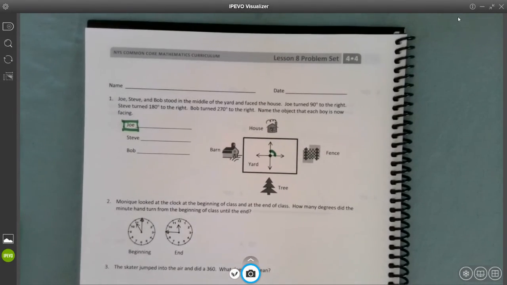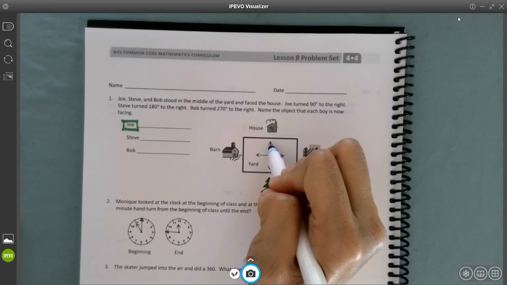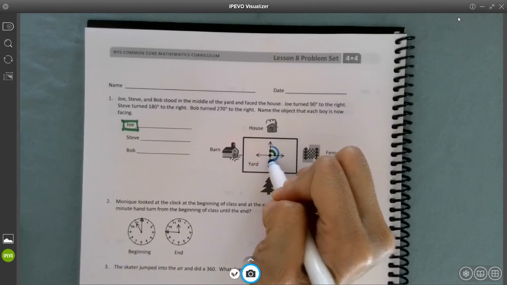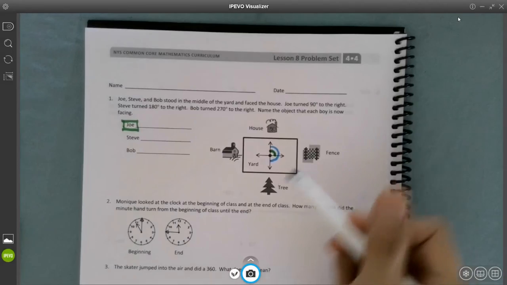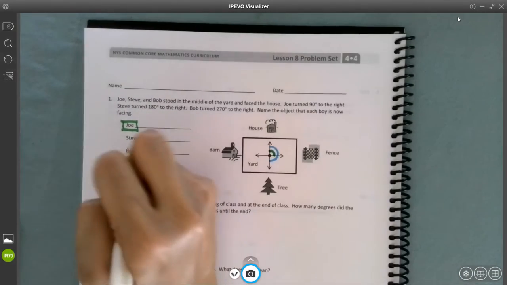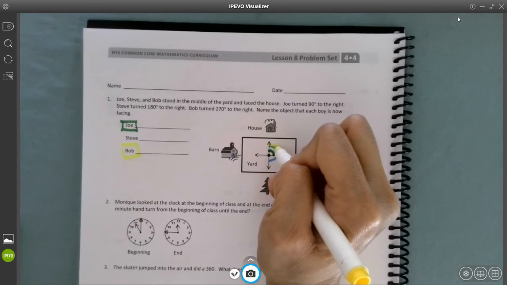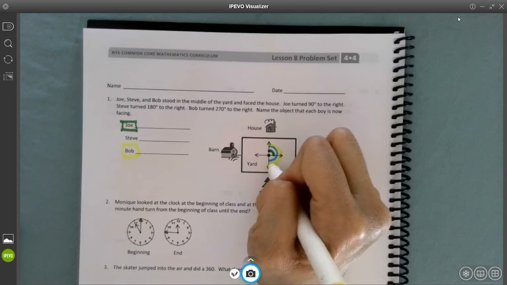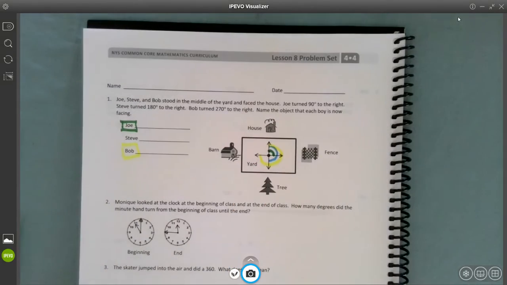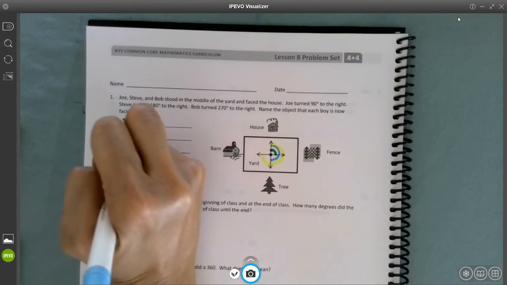Steve turned 180 degrees to the right. So he's in blue. Steve started in the same place and turned 180 degrees because he did 2 quarter turns. And in yellow, I'm going to have Bob, who's going to turn 270 degrees. 270 degrees is 90 plus 90 plus 90. So now I can see where each person, each boy, is facing.